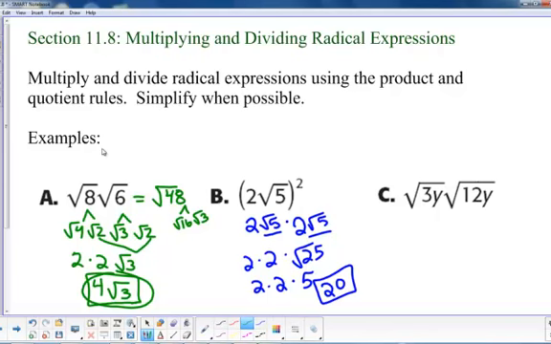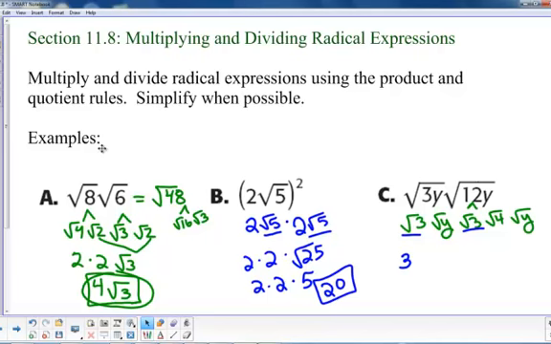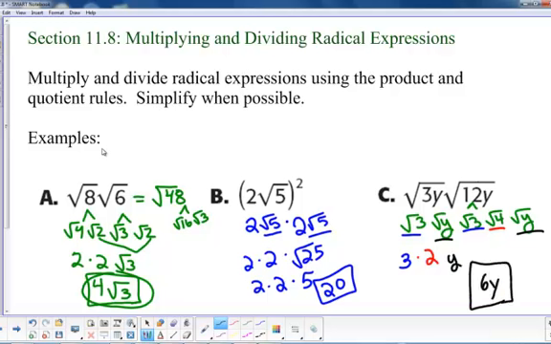And in the last one, we have root 3, root y. 12 is 3 times 4, and then we still have this root y. So square root of 3 times square root of 3 is the square root of 9, which is 3. Square root of 4 is 2, and square root of y times the square root of y is the square root of y squared, which is y. So this answer is just 6y.